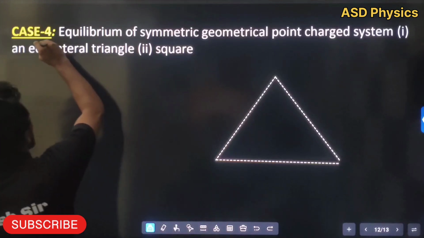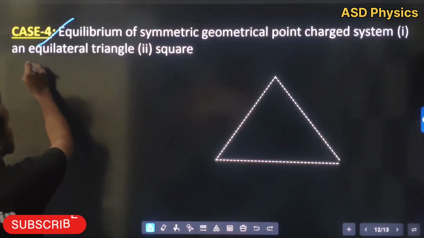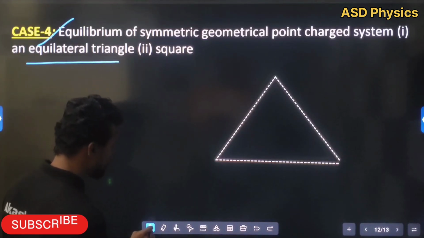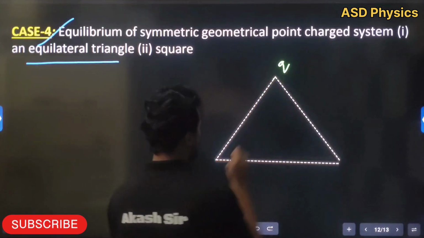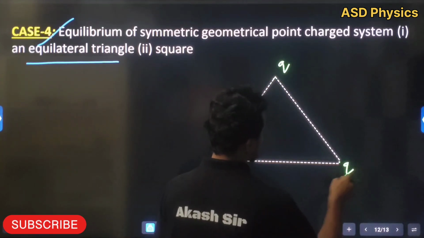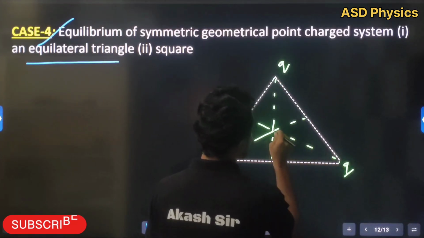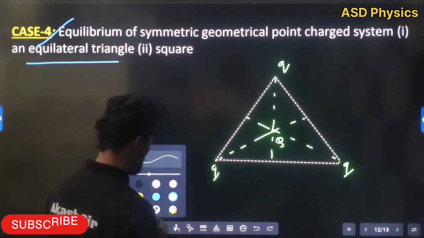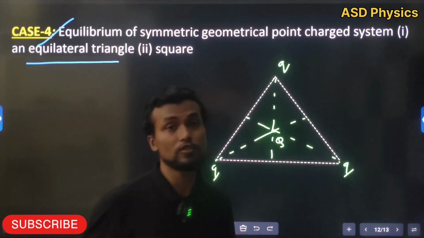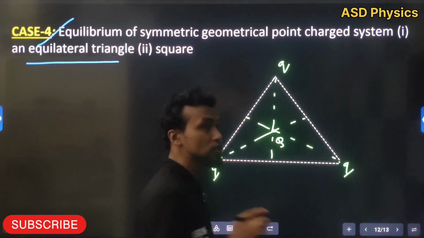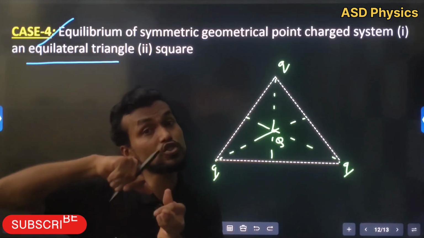Next one, please. Case 4: equilibrium of a symmetrical geometrical point charge system, for the equilateral triangle and square. Students, this kind of question comes very commonly in exams. Here charge q is there, here charge q, and here also charge q. And at the geometrical center we have put charge capital Q. In the question they will ask for the full system in equilibrium. We know very well that this charge capital Q is in equilibrium, that we have seen. But what about these charges q, q and q? In the previous situations, those charges were fixed.